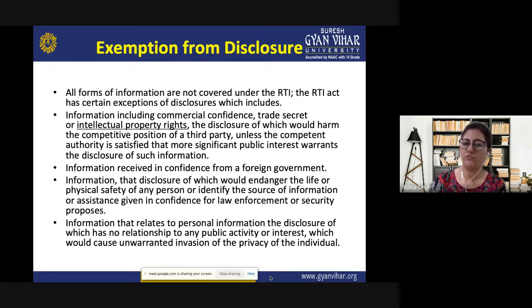Information received in confidence from a foreign government cannot be disclosed. Information which would endanger the life or physical safety of any person, or identify the source of information or assistance given in confidence for law enforcement or security purposes, cannot be disclosed. Information that is related to personal information, which has no relationship to any public activity or interest, which would only cause invasion of privacy of the individual, will not be disclosed.